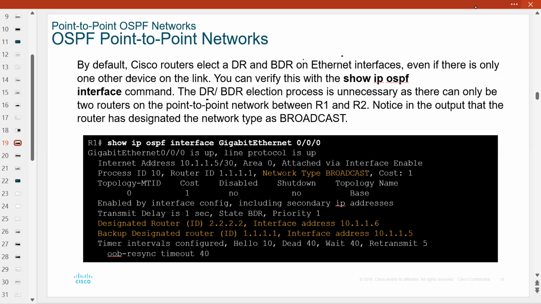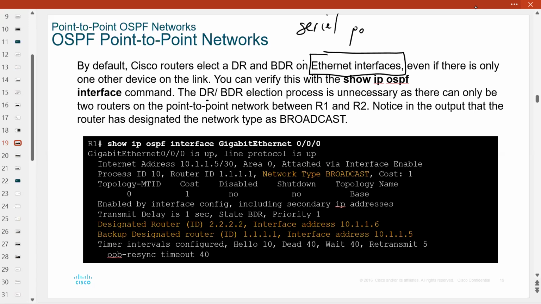Even if there is only one other device on the link. What are we talking of here? Ethernet, we discussed this, right? Ethernet interfaces, those are multi-access networks. Ethernet links are multi-access, right? And we talked of serial links as point-to-point. Serial point-to-point.